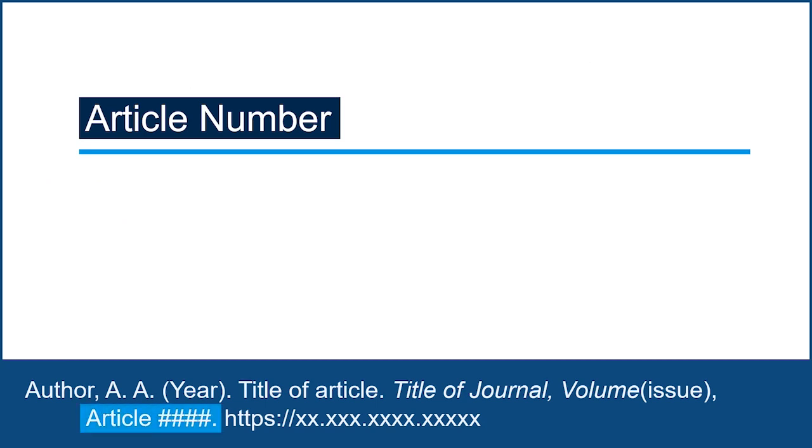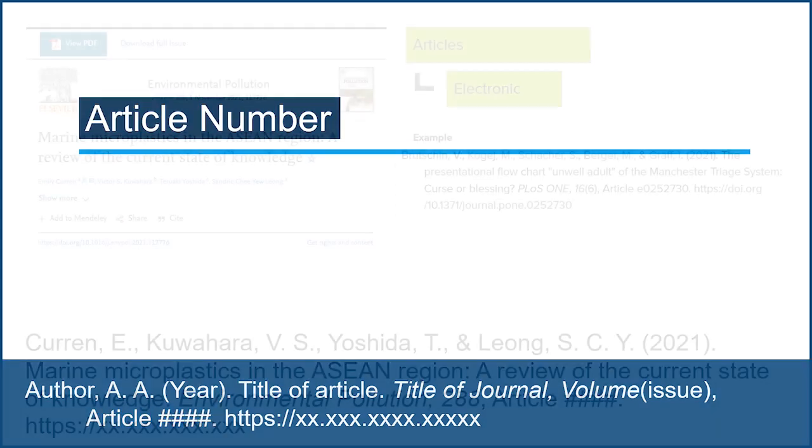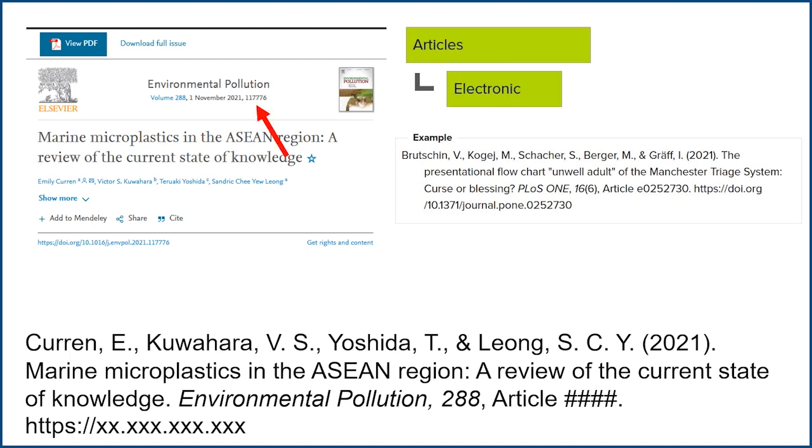Now we need to enter the article number. The article number appears in the article information here. Sometimes the article number is also part of the DOI, which you can see in the SiteWrite example too. The article number is entered over the top of the hashes in the template.